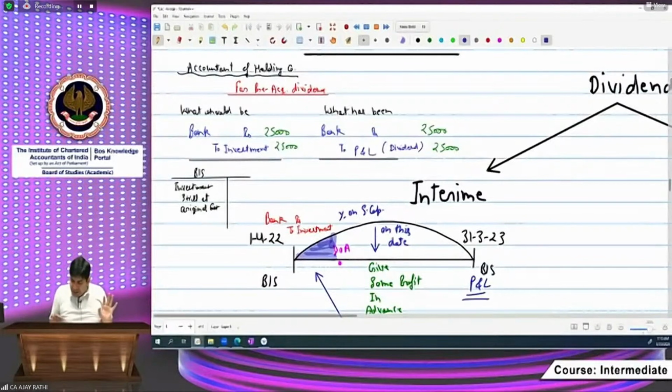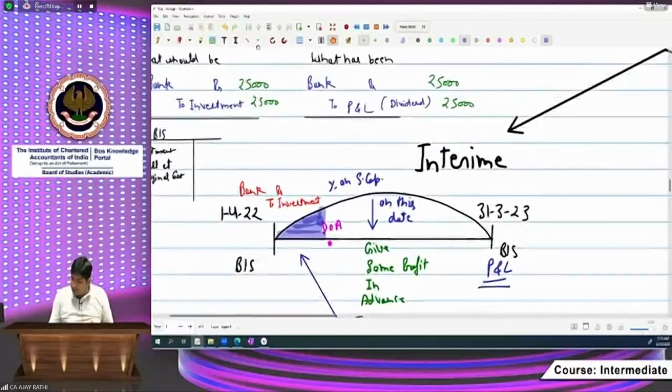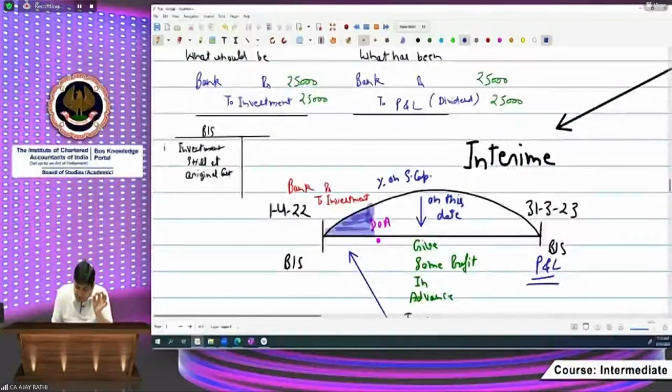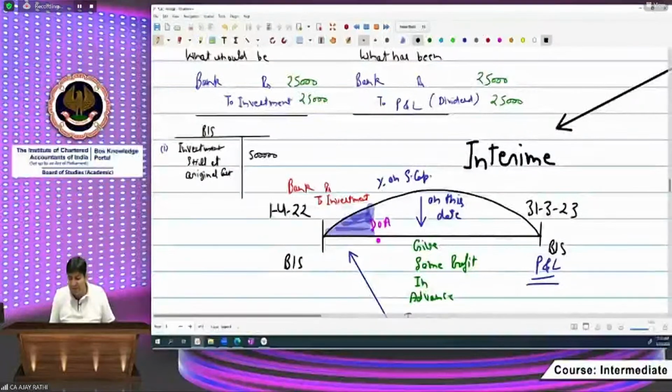So in this case, what we shall do, beta, this is the balance sheet of the holding company, and I am showing you only the relevant part. One part I am showing from the balance sheet of the holding company, that is the investment. Suppose the cost of investment was 5 lakh rupees.